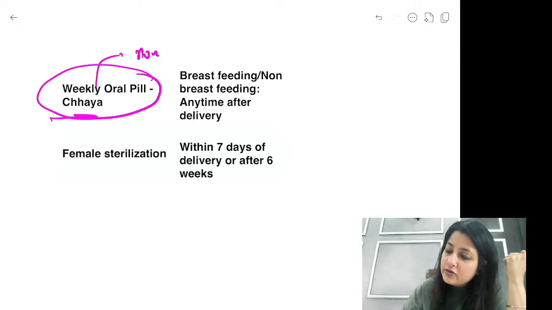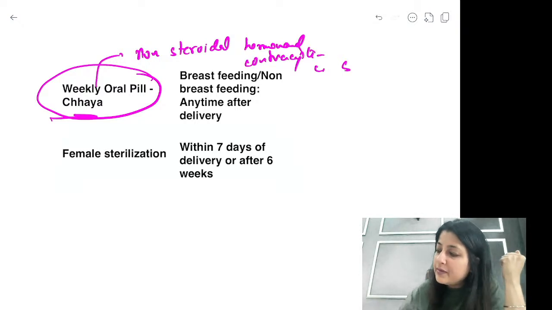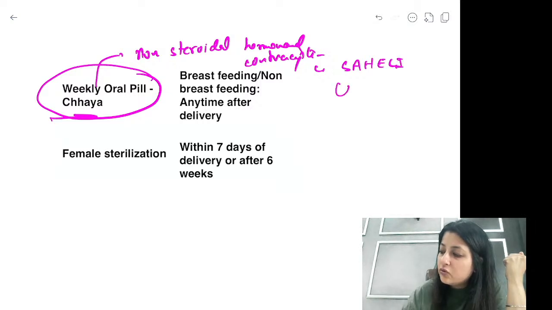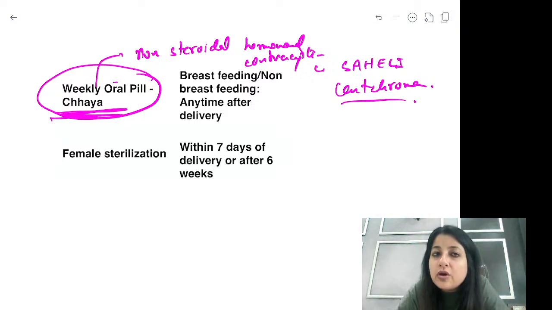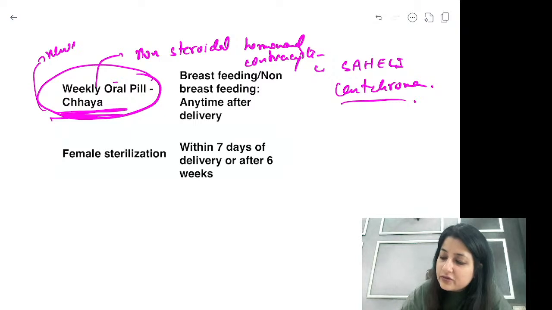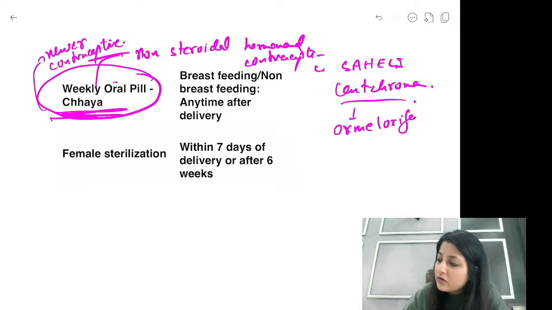It is nothing but a non-steroidal hormonal contraceptive. It was earlier available by the brand name Saheli, centchroman. Now it is known as Chhaya, the weekly oral pill. So they are both newer contraceptives, Antara as well as Chhaya. They are freely available till the level of subcenter. Got it? Clear everybody? And raloxifene is in this.